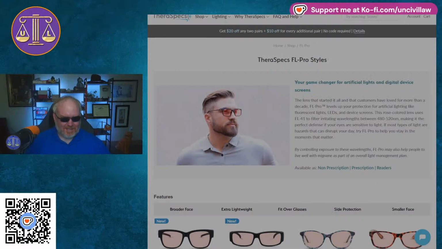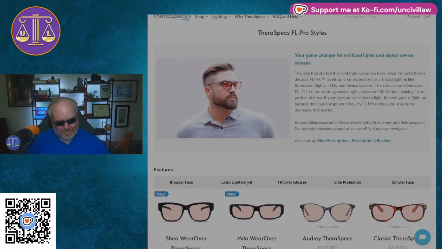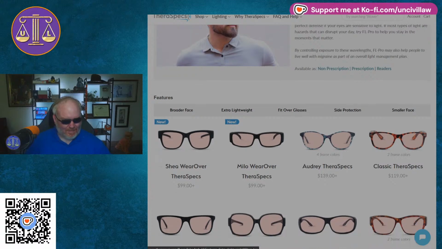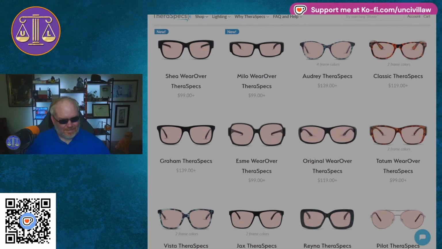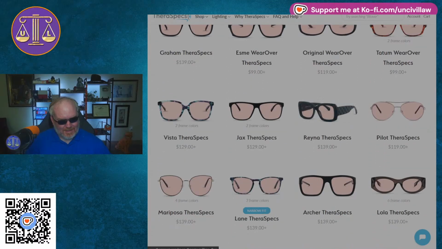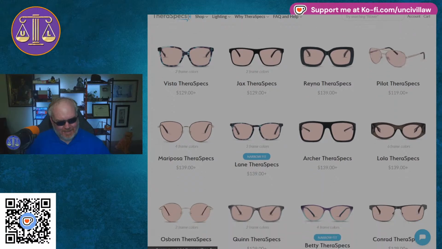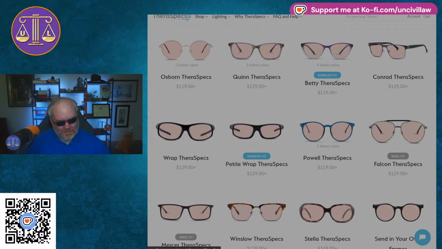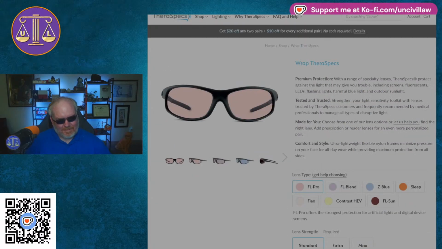All right, let's take a look at this. These rose-colored glasses use filters to block wavelengths, making a perfect defense if your eyes are sensitive to light. Okay. Which ones do I get? Pilot Therospecs. I don't know about that. Falco Therospecs, no. Wrap Therospecs. Maybe wraps. Yeah, maybe that's one. Maybe those are the ones for me.